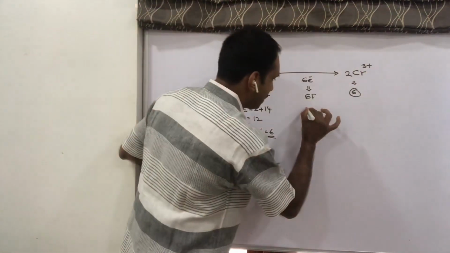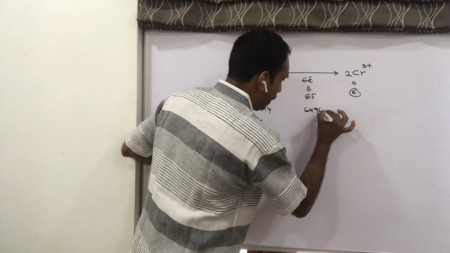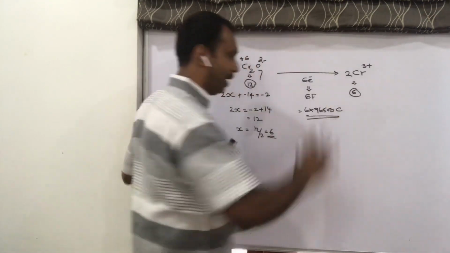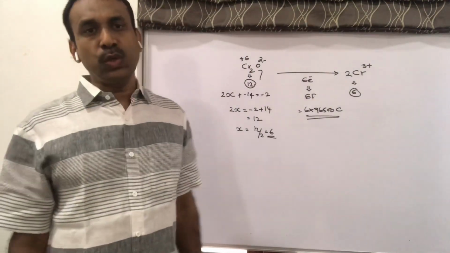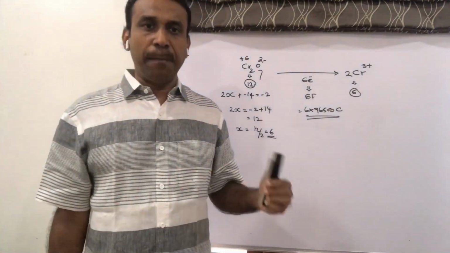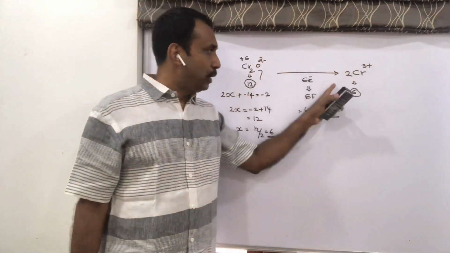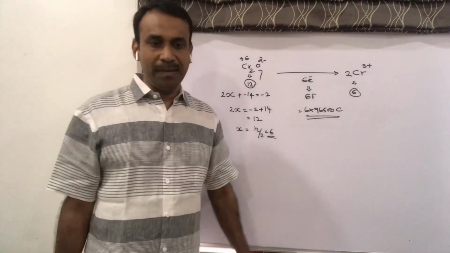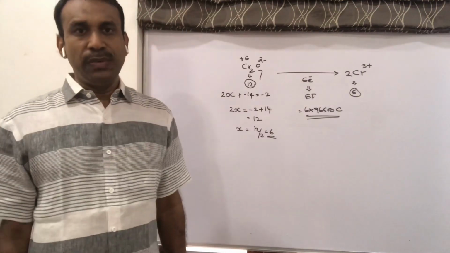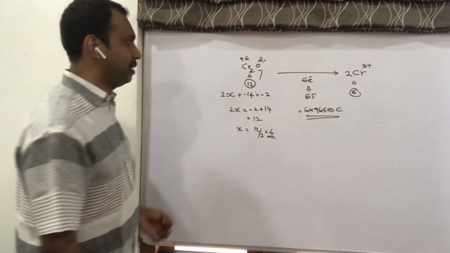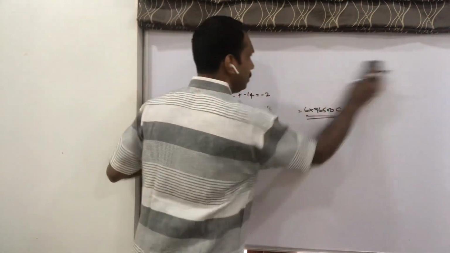To express the answer in coulomb, we know 6 into 96,500 coulomb. Now here is the final answer. Now we solved 2 problems, conversion of permanganate into Mn2 plus, conversion of dichromate into Cr3 plus. Clear? In the same way, we have to solve organic questions, organic reactions. You see an example.